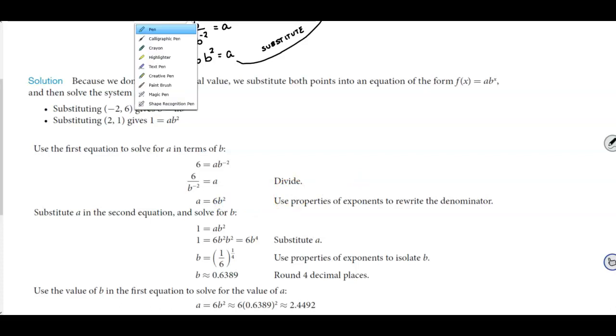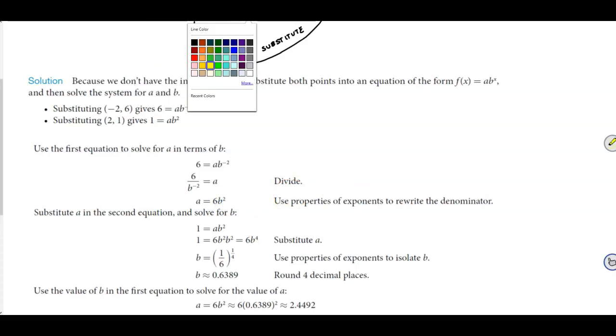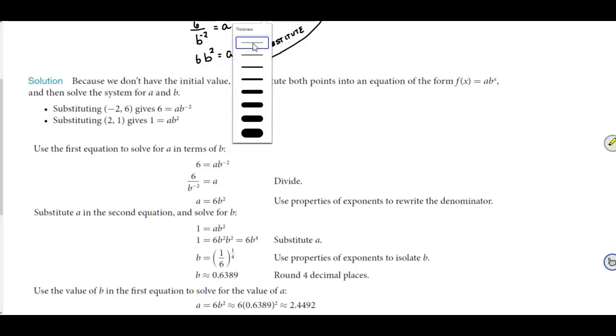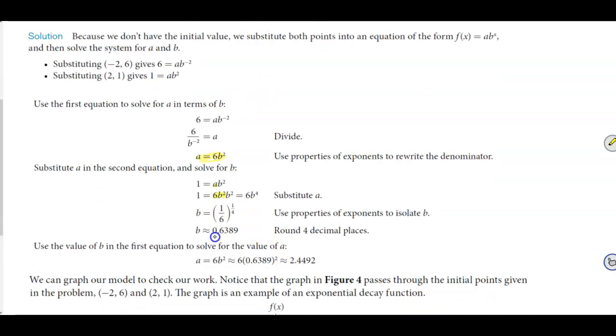So now our next goal is to substitute. We're going to substitute a into our second equation. So this is what a is equal to, which is highlighted. And that means that this a value is now going to become 6b^2, and we're going to multiply that by b^2, and that's going to equal 1. So ultimately, when you multiply this all out, 6b^2 times b^2 is equal to 6b^4. So 6b^4 is equal to 1.